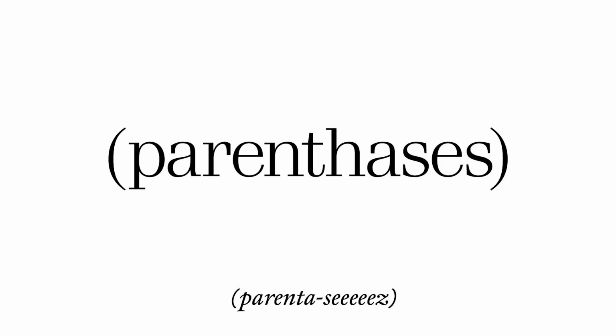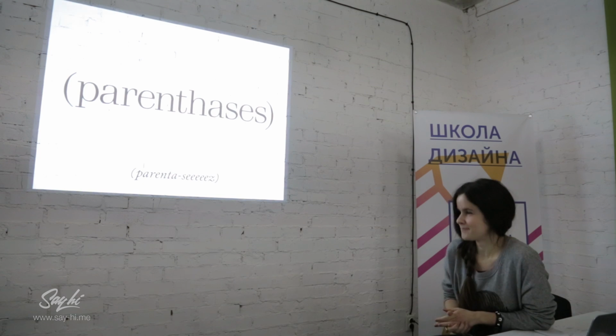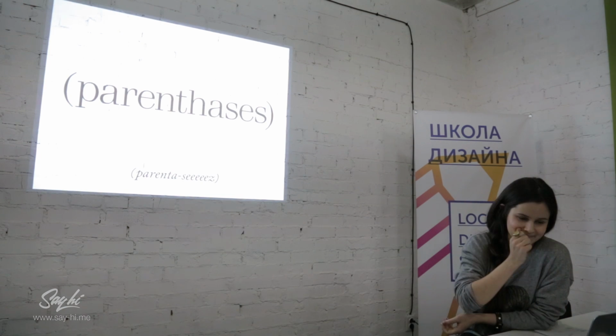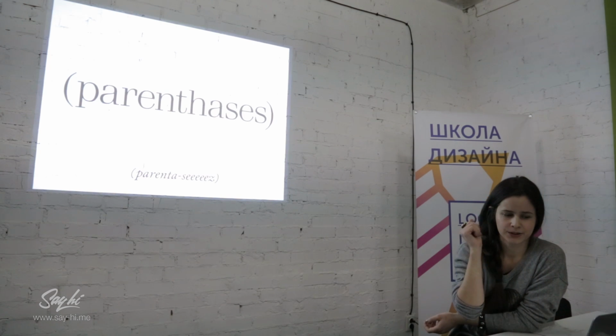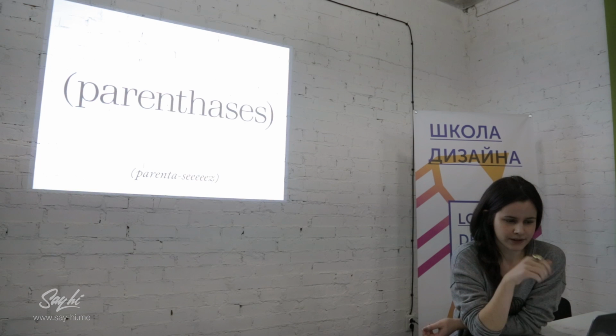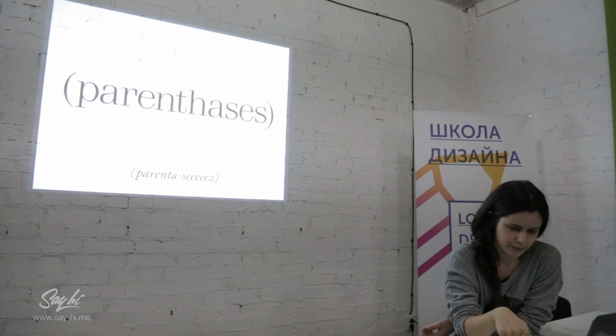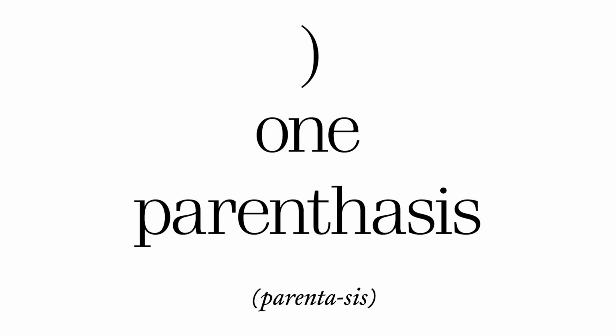If you're dealing with text, you'll use these things a lot, and they're called parentheses. Skobki. You can call them brackets if they are rectangular, but the round ones are parentheses. The brackets are the other ones. And if it's just one you're using, it's a parenthesis.